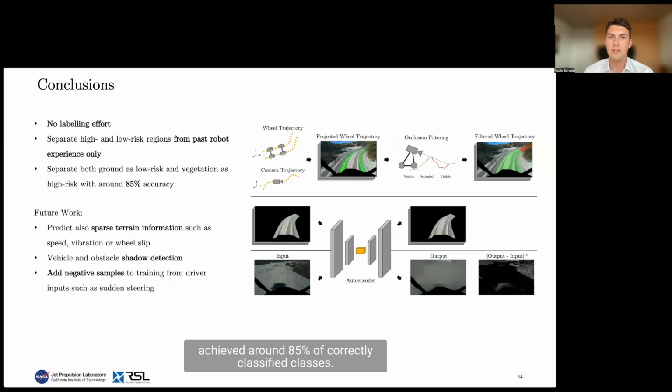of correctly classified classes. Our future works include predicting sparse terrain information, such as speed, vibration, or wheel slip. Further, we want to add negative training data that can also help the model with ambiguous cases.